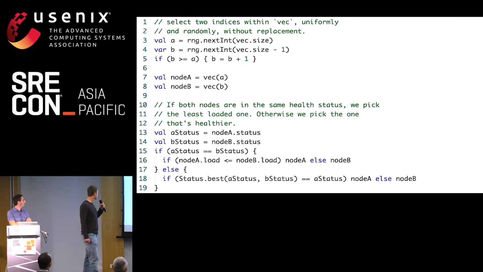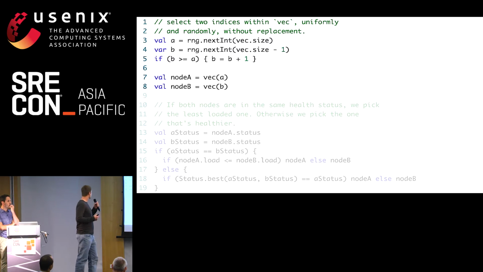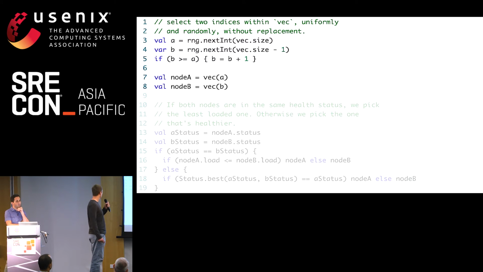So this is the implementation of that algorithm in Scala, and as you can see, there's not a lot of code. And I think it's worth going through it for a second and breaking it down into the interesting pieces. The first bit is where we select our two nodes. As you can see, it's just pick a random integer in the range. Do that for each one. Line 5 is just to make sure that we don't accidentally pick the same node twice. And then we have our nodes.